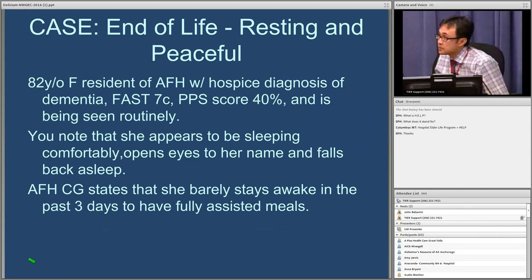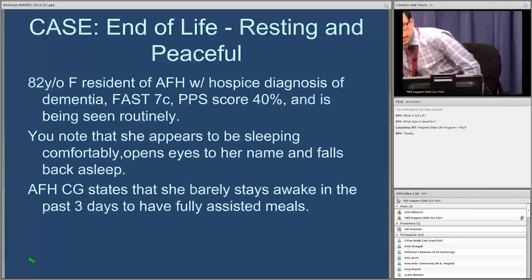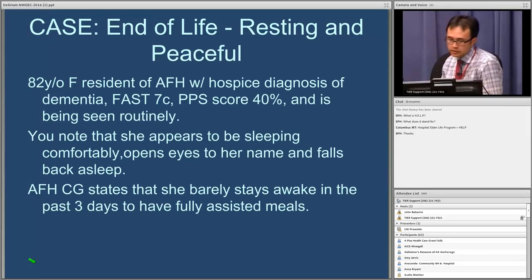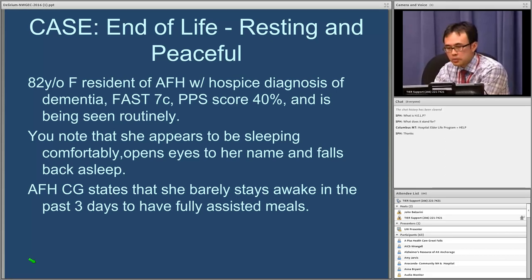We'll talk about a specific population in the last 5 minutes here, and I'll open it up to discussion. And this is a topic and discussion of end-of-life care and delirium. So you have an 82-year-old woman who is a resident in an adult family home. She is on hospice with a diagnosis of dementia. Her FAST score is 7C, which means that she's not able to communicate and she is not walking. Her palliative performance score is about 40% and she is being seen routinely. You note that she appears to be sleeping comfortably and she opens her eyes to her name and falls back asleep during your assessment.